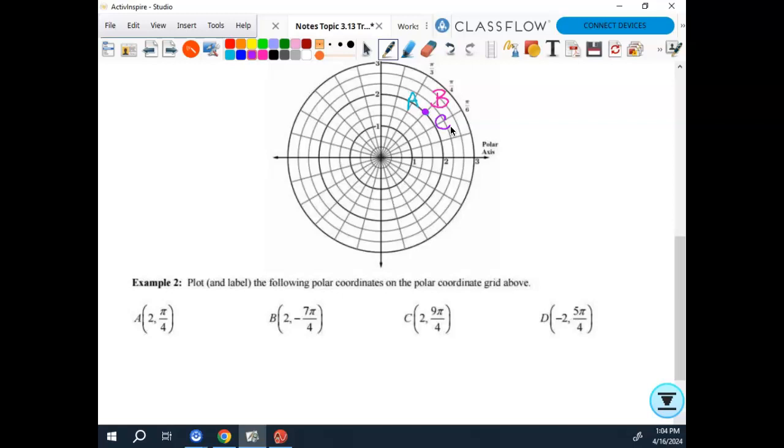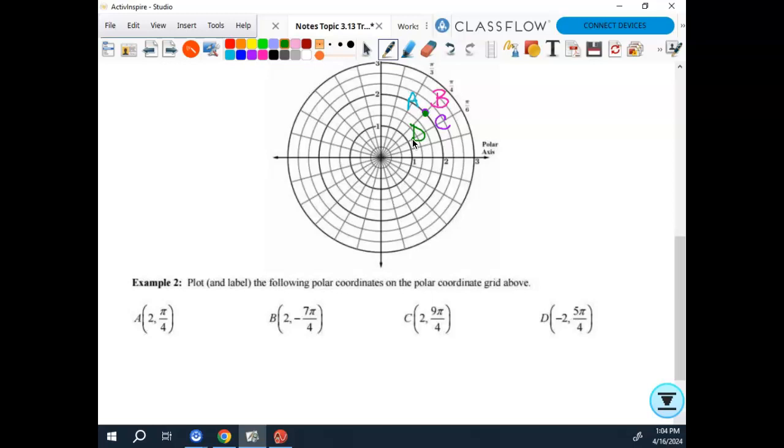Let's see if D is. So D, negative radius. Remember, I'm going to pretend like it's positive. So I'm going to go to 2, 5π/4 puts me in the third quadrant. I push through the pole and end up, boom, right there. And D is the same point also.